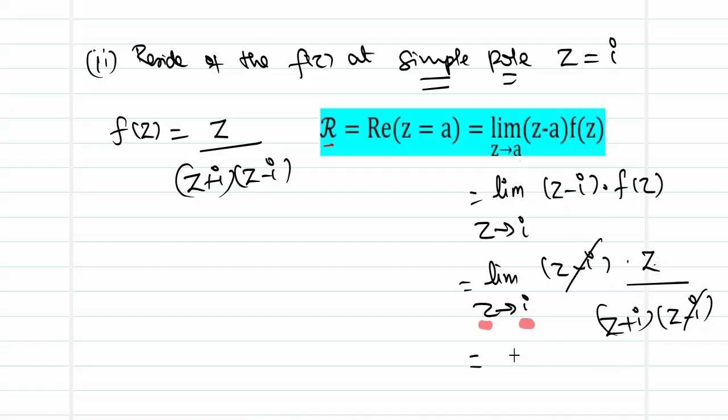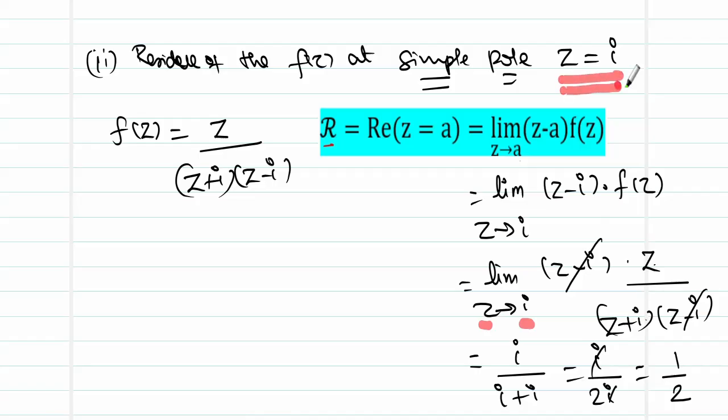So I am ready for my replacement. Where is the first z? This is going to be replaced as i, divided by z replaced as i, and this already has an i. So you have i divided by i plus i, which is 2i. i and i cancel off, leaving you with 1 by 2. So what is going to be the residue of the function f of z at the point z is equal to i? At the point z is equal to i, the residue is 1 by 2.